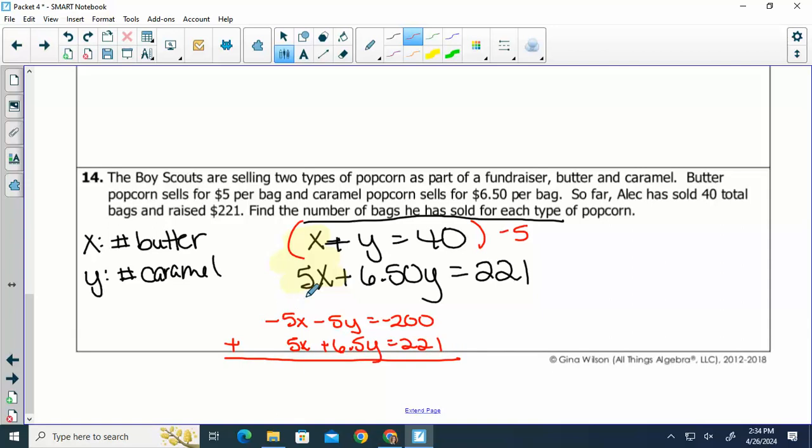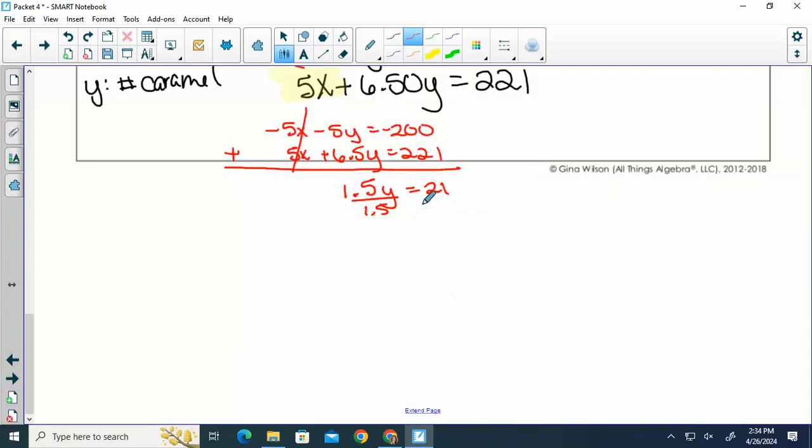When we add those together, the x's drop. -5 plus 6.5 is 1.5y. -200 plus 221 is 21. Divide by 1.5, and what do you get? 14.